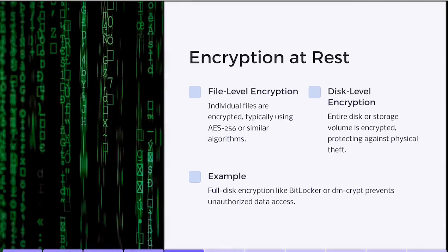Next up is encryption. Even if a malicious actor gains access to your storage media, encryption ensures they can't read the files. For that, you have file-level encryption. Individual files are encrypted, typically with AES-256 or similar. And then you have disk-level encryption. The entire disk or storage volume is encrypted, so if someone physically steals the drive, the data remains unreadable. For example, if you store your AI training data on a server, enabling full disk encryption like BitLocker on Windows or dm-crypt on Linux means an attacker can't simply mount the drive and copy your dataset.